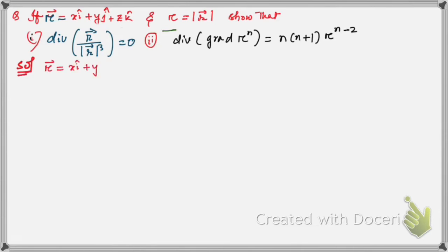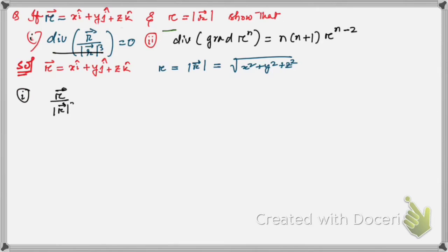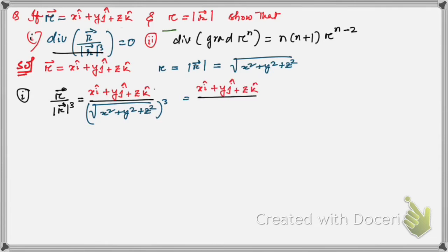So first, this is the given vector R, and its magnitude is given by root of x square plus y square plus z square. So now if you find the divergence of this, then what you will get? First let me find that R vector divided by cube of its magnitude. That's gonna give you this. This is the vector R, divided by magnitude of R, which is root of x square plus y square plus z square, and its cube is this one. And it can be written this way. The denominator can be written this way, x square plus y square plus z square, whole to the power 3 by 2, right?